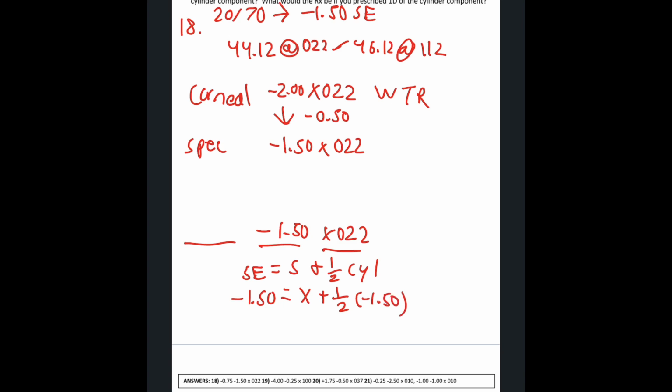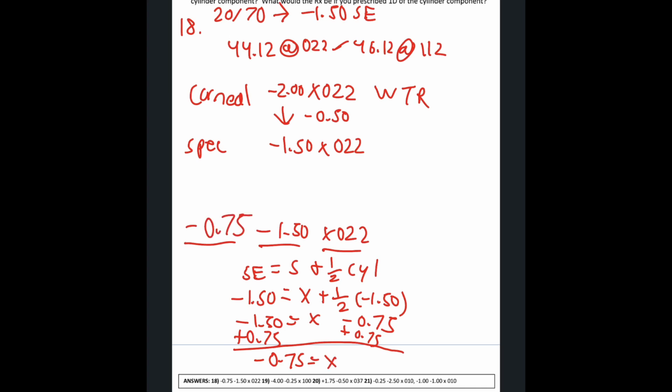Be careful with your signs here. So minus 1.50 equals x plus minus 1.50, I'm sorry, minus 0.75, which is the same thing as saying x minus 0.75. So then we just add it to both sides. So add 0.75, and then our final answer is minus 1.50 plus 0.75 is minus 0.75 equals our sphere. So this is our final answer: minus 0.75, minus 1.50, axis 22.